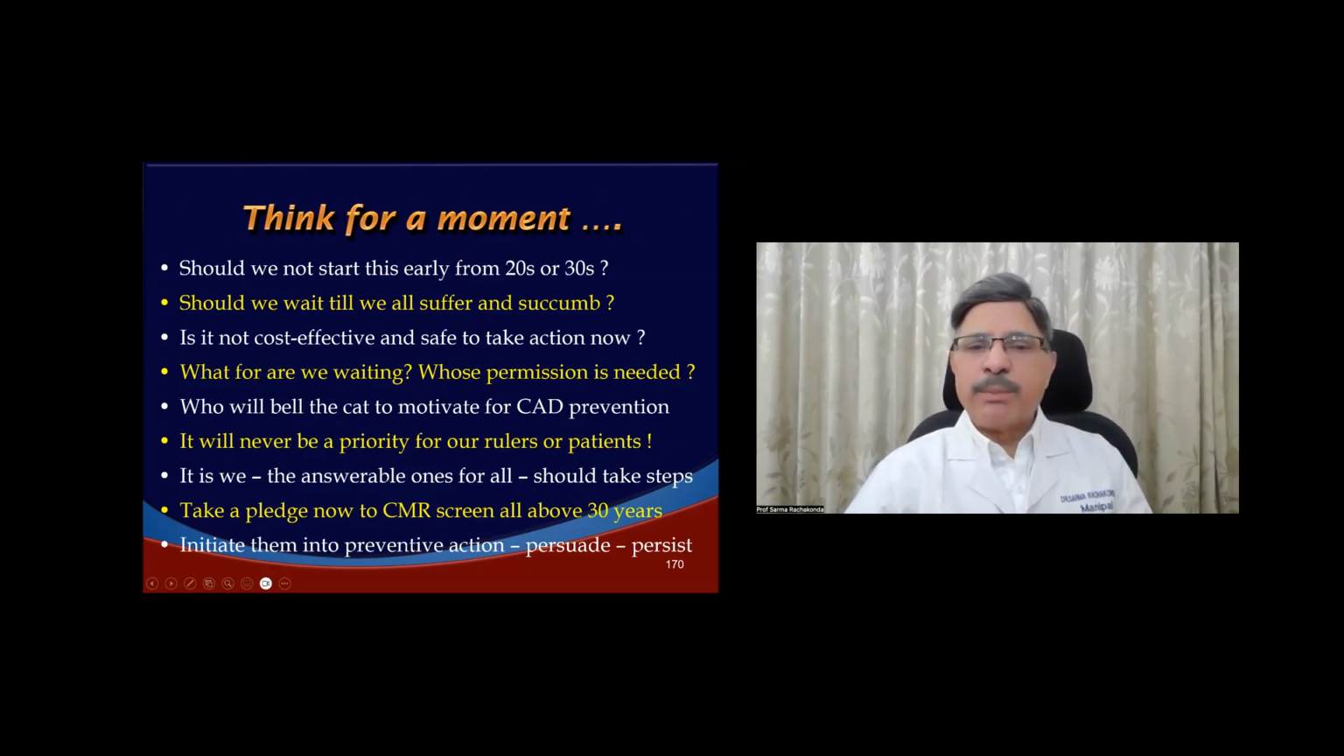It will never be a priority for our rulers. They have several priorities for political parties. Prevention of heart disease is not their priority. We, the answerable ones, should take the steps. Take a pledge now to screen everybody for cardiometabolic risk above 30 years. Initiate them into preventive action, persuade and persist.